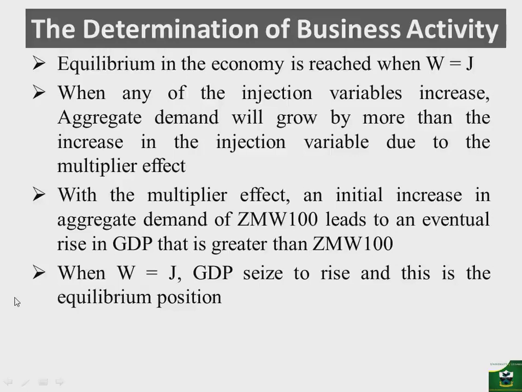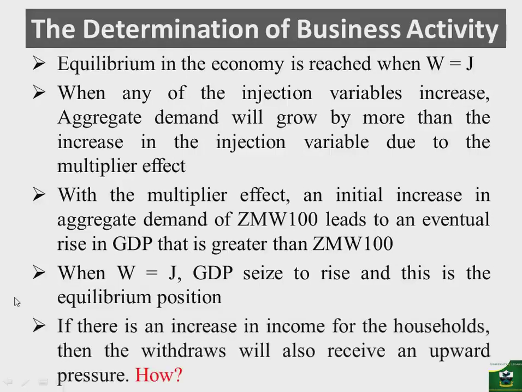When there is a gap between the two, it means there will be some changes needed to be made for equilibrium to be restored. Now, if there is an increase in income for the households, then the withdrawals will also receive an upward pressure. I will leave this one for you to figure out why this is the case by reading Essential Economics for Business.